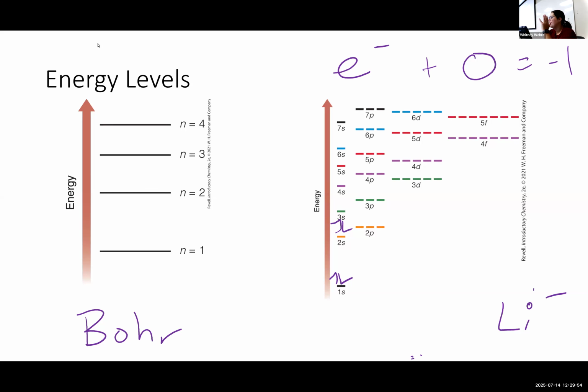And so if you need to figure out, okay, oxygen 2-, let's do oxygen. Oxygen, if it's neutral, how many electrons? 8. So I'm going to fill in until I hit 8. So 1, 2, 3, 4, 5, 6, 7, 8. That's oxygen. But we most commonly see oxygen as a 2-. If I want to get this to a 2 minus charge, I have to add 2 electrons.